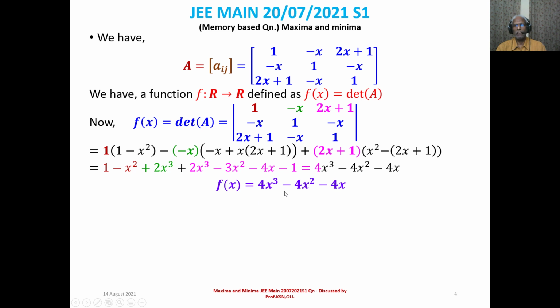So f of x is 4x cube minus 4x square minus 4x. Now what is the procedure of finding maxima minima of functions? First, we compute f prime x and equate it to 0. We get stationary points or critical points.